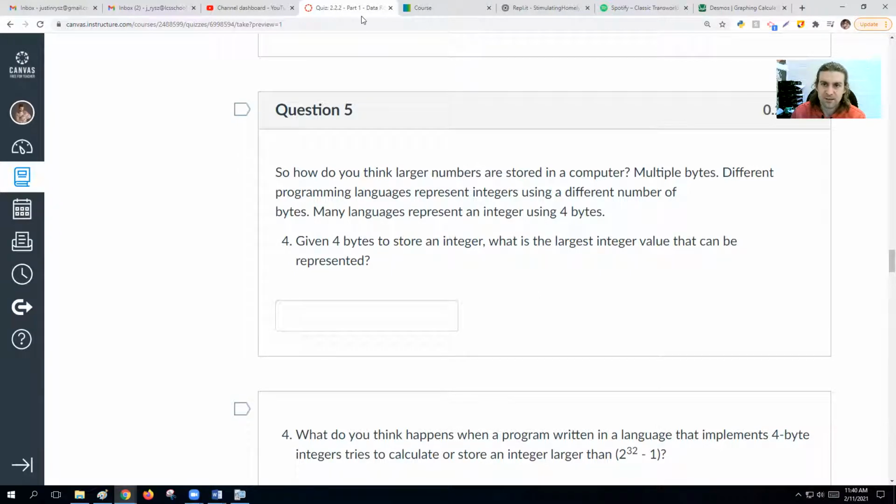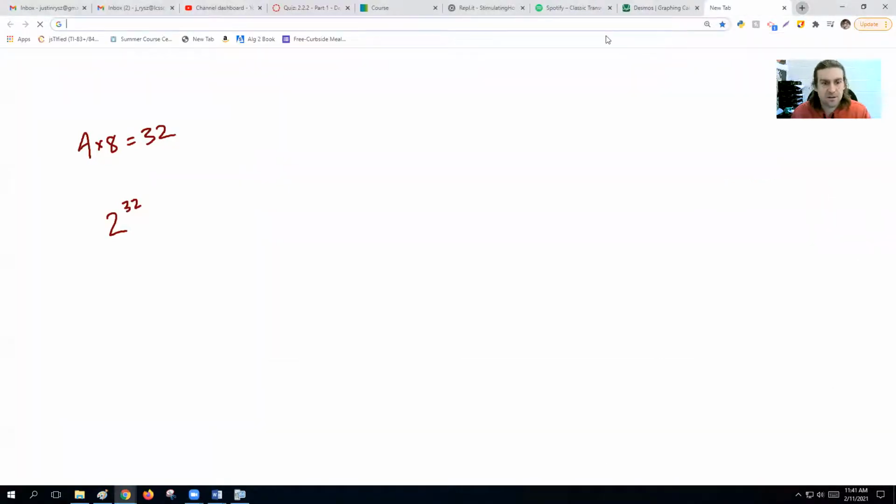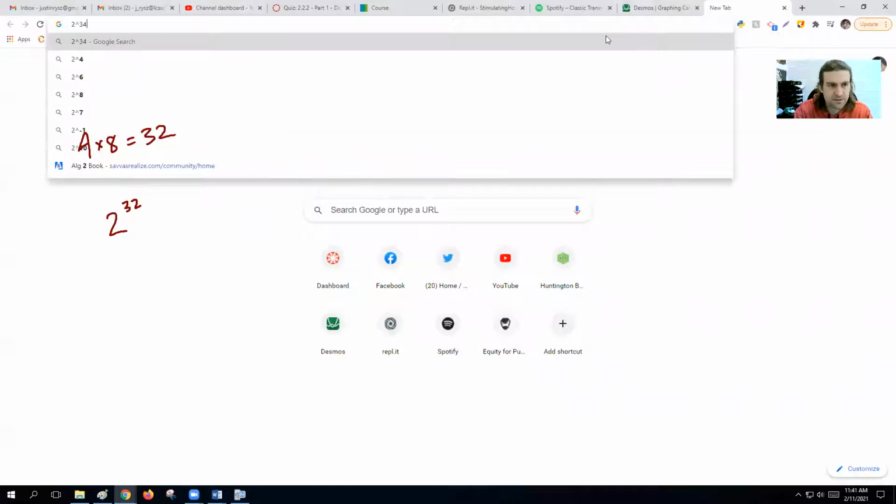Take a second here, maybe do the math, grab a calculator. If we have 4 bytes, each of them has 8 bits. So 4 times 8, that's 32 bits. Each bit can be one of 2 combinations. So what's 2 to the 32nd power? That is a lot of numbers here.